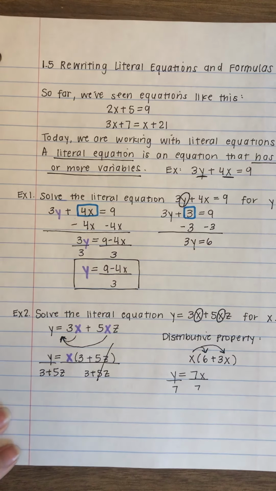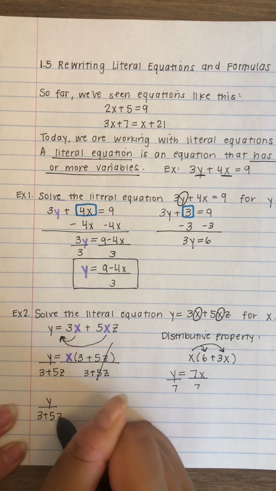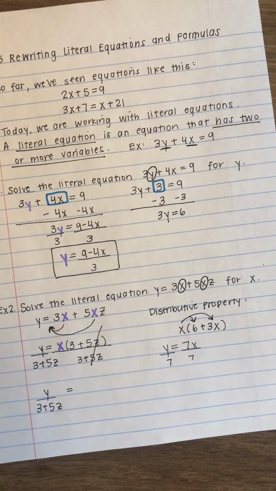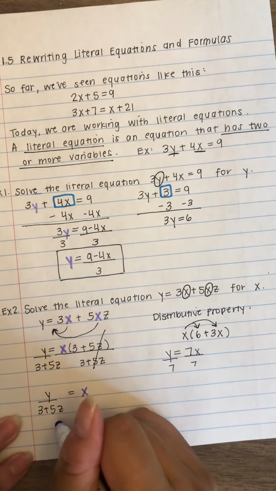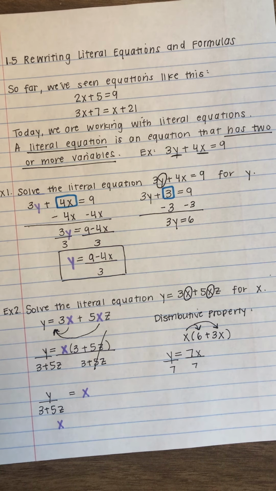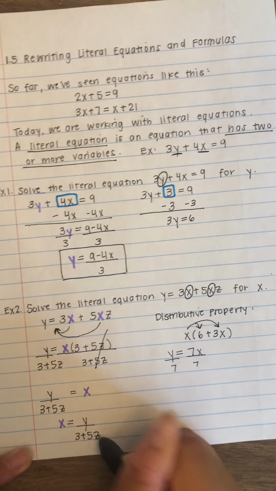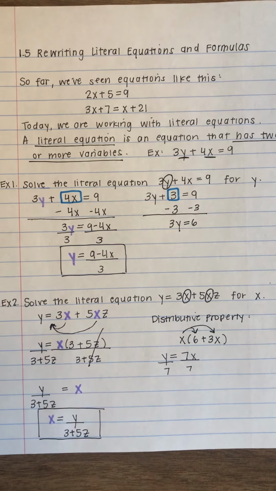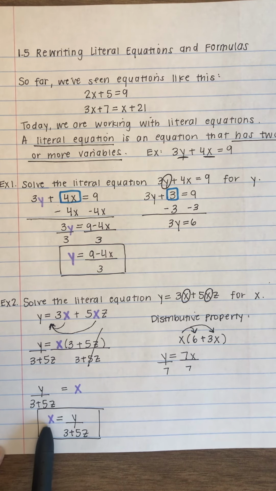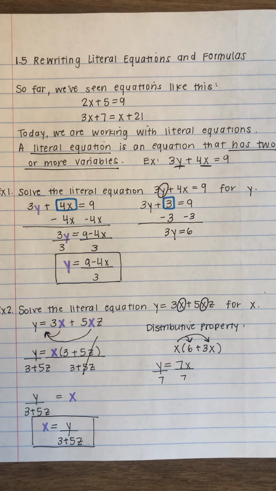Again, these are going to cancel. So we are left with y divided by 3 plus 5z equals x. Or if we're not comfortable with the x on the right side, we can rewrite it as x equals y divided by 3 plus 5z as our final answer. Again, the reason we know that we are done solving the literal equation for x is because we have x isolated on one side by itself with all of our other terms and our other variable on the other side.